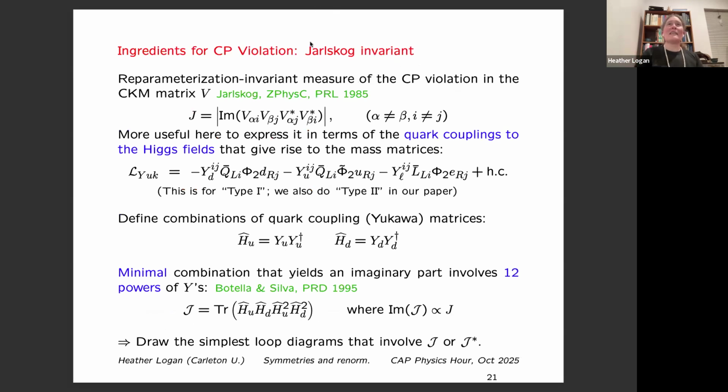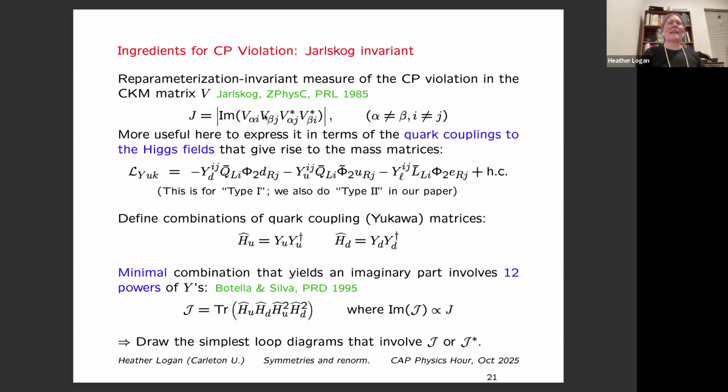There's a quantity known as the Jarlskog invariant, after Cecilia Jarlskog, who proposed it in the 1980s, which is basically the reparametrization invariant measure of CP violation in this quark mixing matrix. And it's 4 factors of V, the same 4 factors of V that showed up in the kaon mixing diagram, okay?